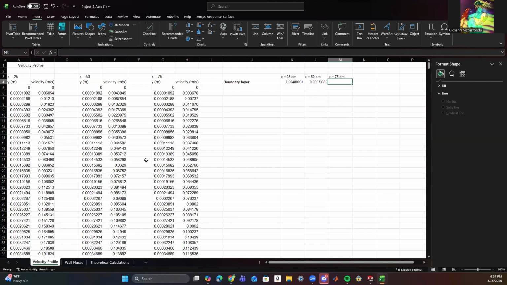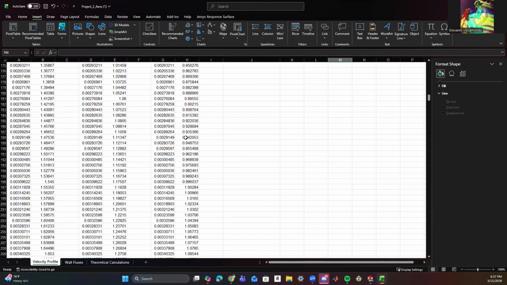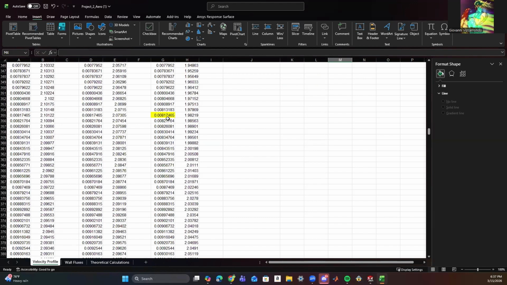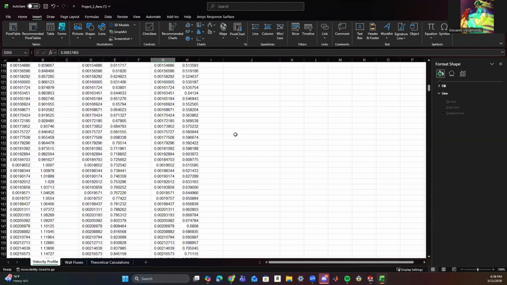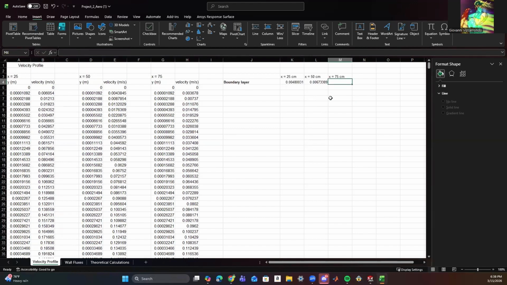Excellent. And then we're going to look for 75. 1.98 is right around here. It's going to be the closer one. No, it's G355. It's going to be G355. All right. Now we have the boundary layer for each location.